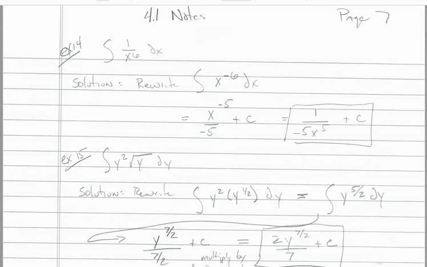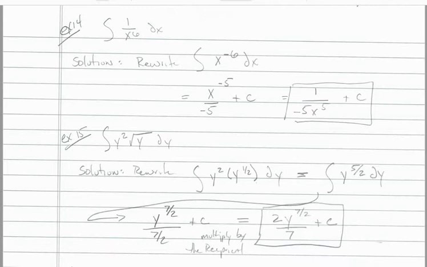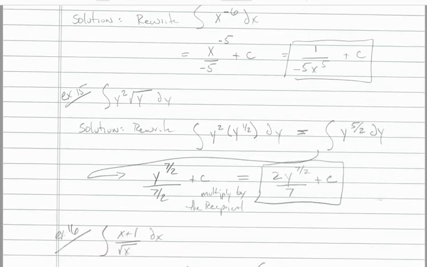This is where you've got to be careful when we're undoing the power rule. It's going to be negative 6 plus 1 over negative 6 plus 1. Remember, negative 6 plus 1 is negative 5. So we end up with x to the negative 5th over negative 5 plus c. And then if we need to, we rewrite that without a negative exponent. That goes back downstairs, so we can have it as negative 1/5 times 1 over x to the 5th plus c.